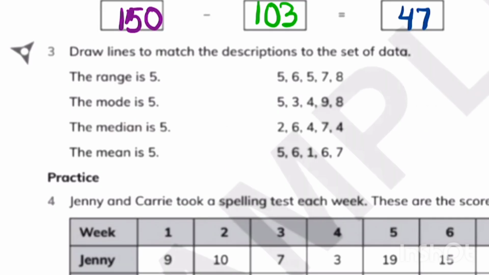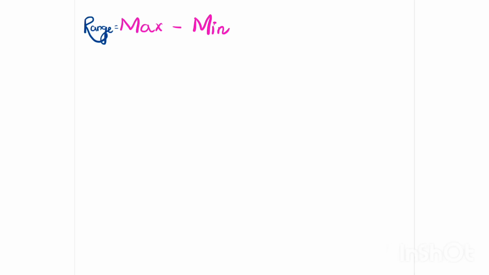Next question, we have 4 statements with 4 sets of numbers. Let's get an idea of range, mean, median and mode first. We know range is maximum value minus minimum value. We have learned what mean is. Add all the given numbers and then divide by the total number of values given.